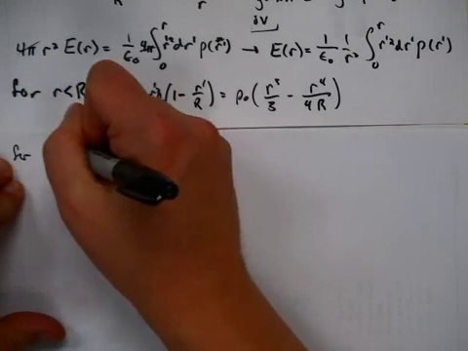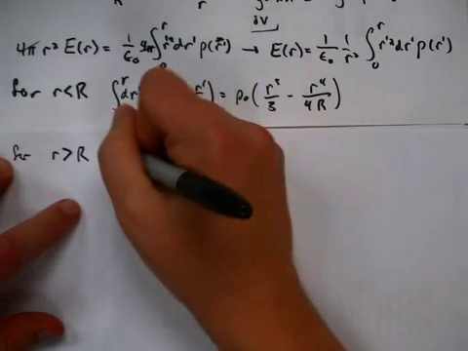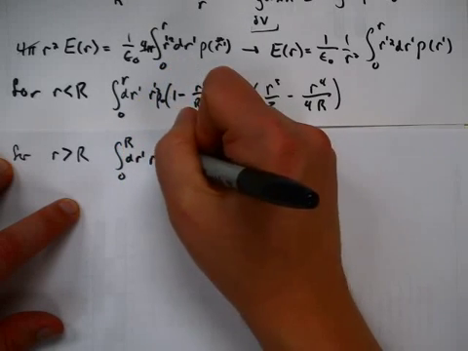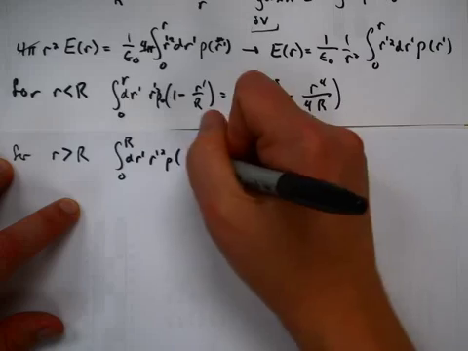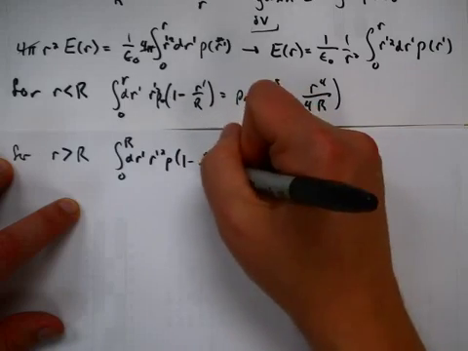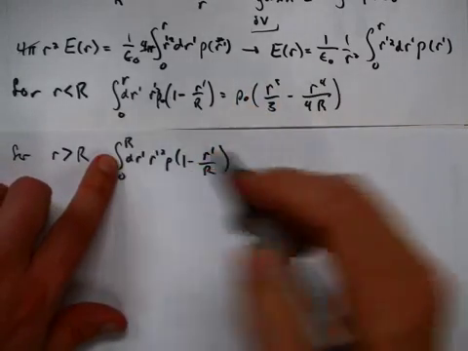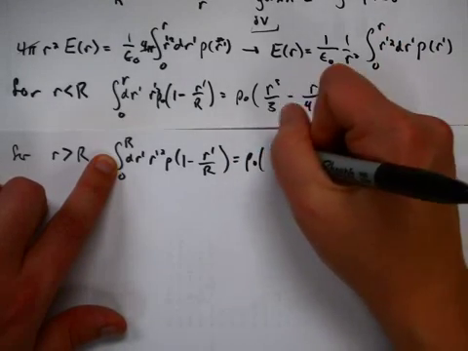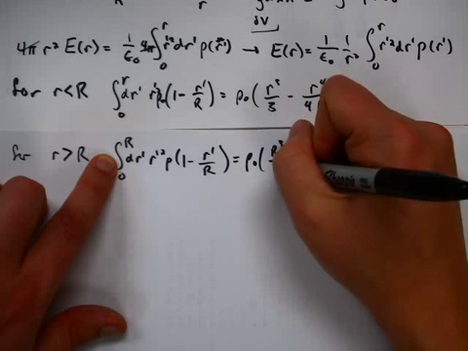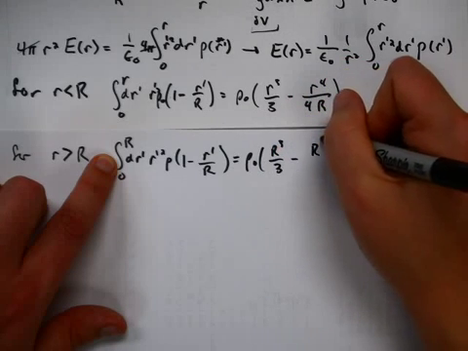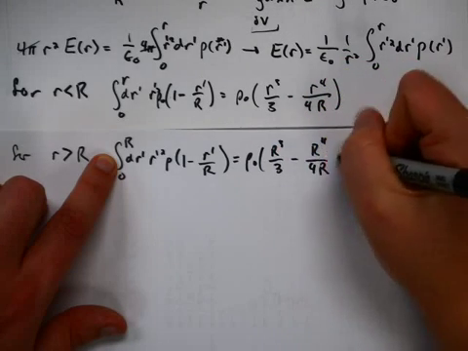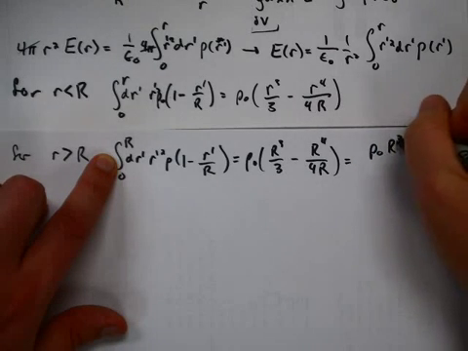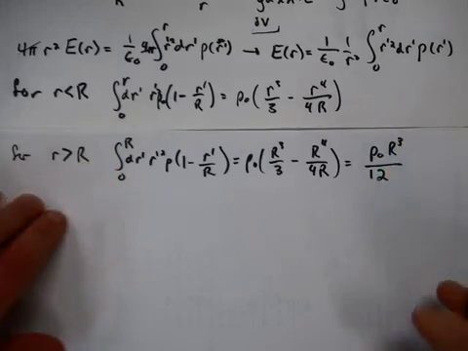For little r greater than capital R, the integral cuts off at capital R. We do the same thing, but now we plug in capital R. So this will be rho naught times capital R cubed over 3 minus capital R to the 4th over 4 capital R. This simplifies to rho naught capital R cubed over 12.